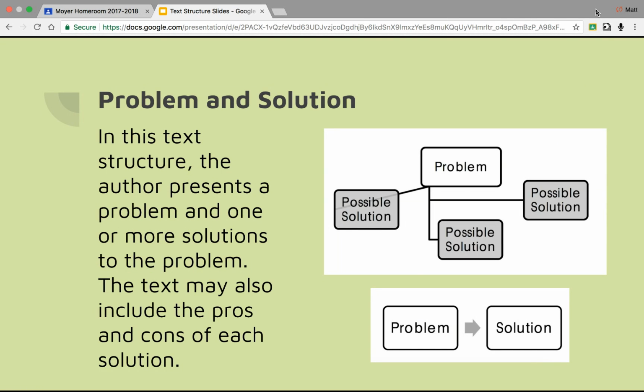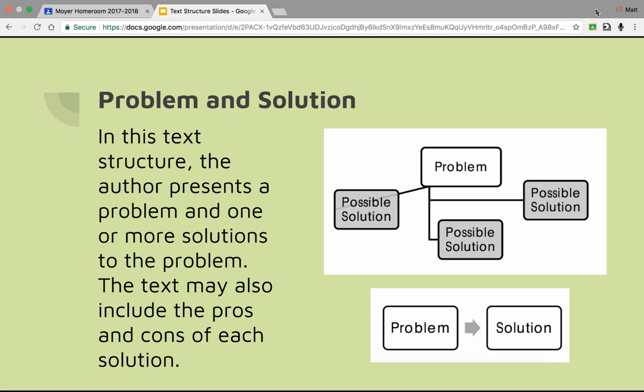Another type of text structure that we'll look at is problem and solution. And this one is easy to recognize for the fact that it presents something that is a problem. And the example that I used in class, the students are like, yeah, this is a problem. They recognized it right away as being a problem. So something is going on.